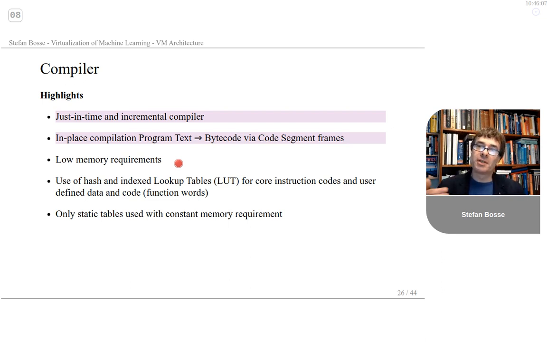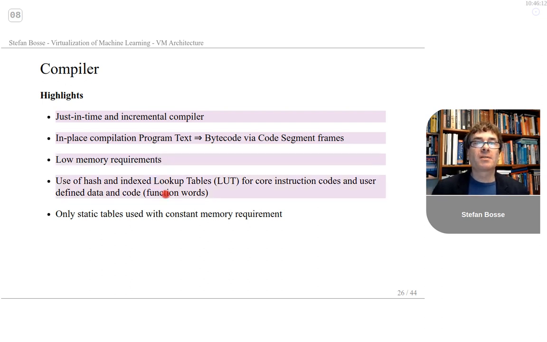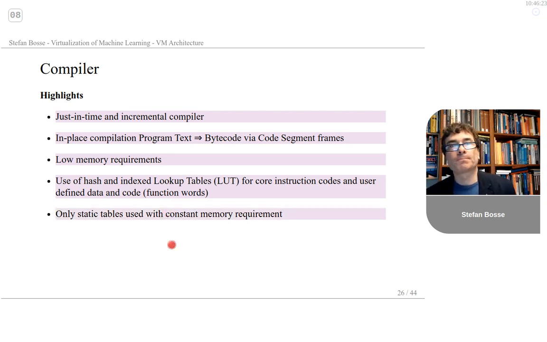So the code segment is a very multi-purpose memory. Low memory requirements, usage of hash and index lookup tables for core instruction codes and user-defined data and code. And finally, only static tables used with constant memory requirement.